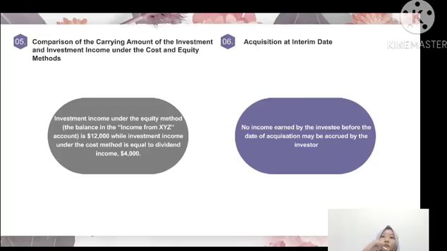And then we move to comparison of the carrying amount of the investment and investment income under the cost and equity method. So investment income under the equity method gained $12,000, and from the cost method it just gained $400. So it is different between cost and equity method. And then we move to acquisition at interim date. No income earned by the investee before the date of acquisition may be accrued by the investor.